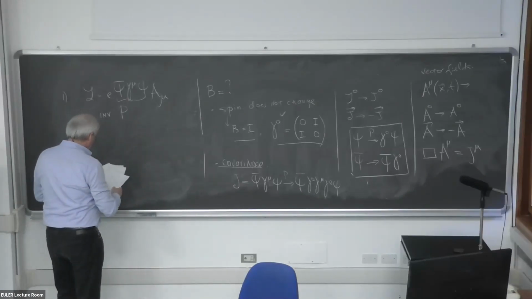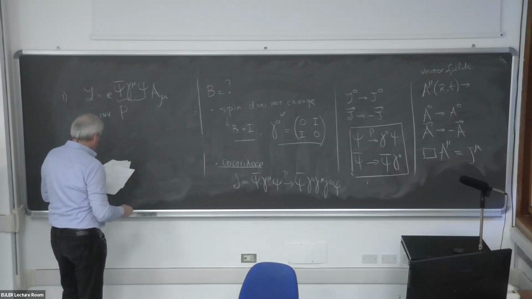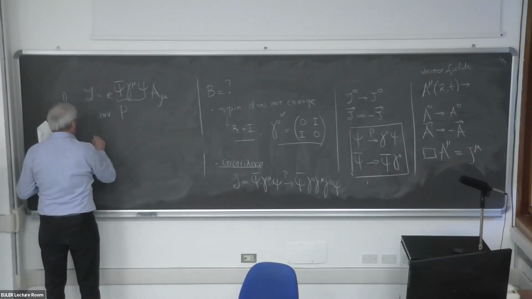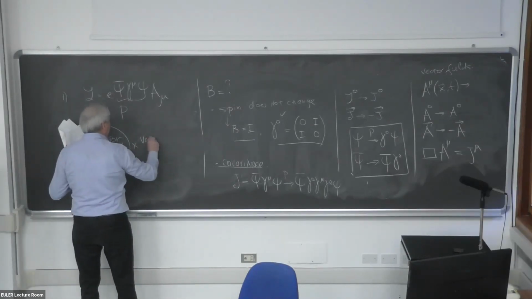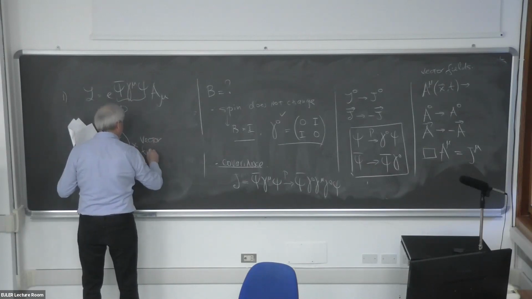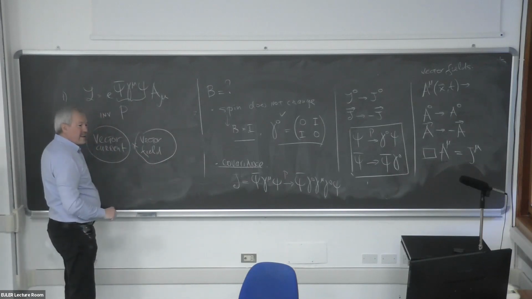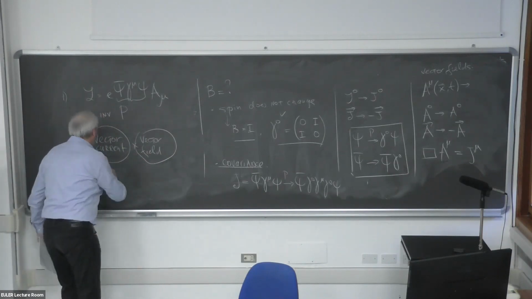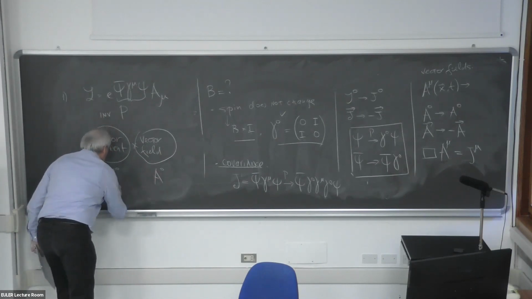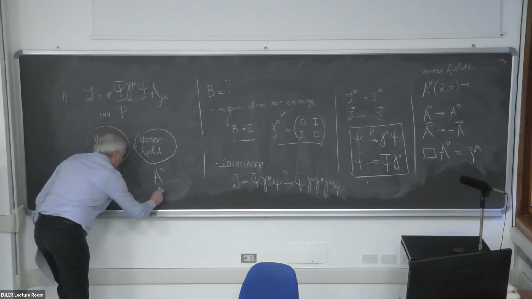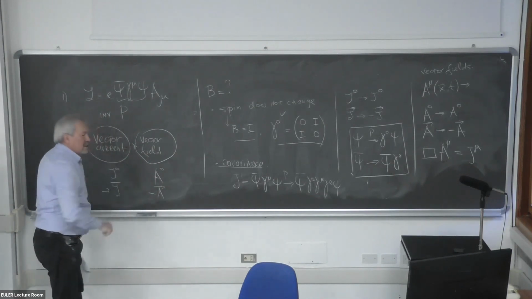So this is the general property of all interactions of the type where you have a vector current multiplied by a vector field. So this is invariant, because you have here a vector current, J0 doesn't change, and A0 doesn't change. Now the vectorial components change sign, and these vectorial components change sign, so the product doesn't change.